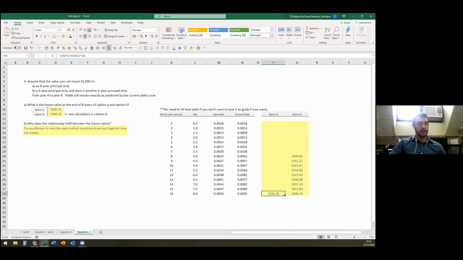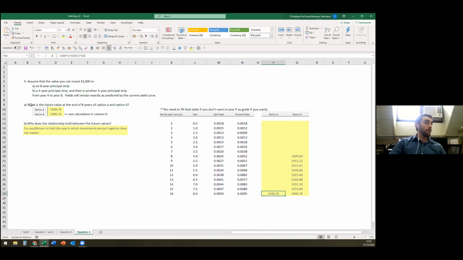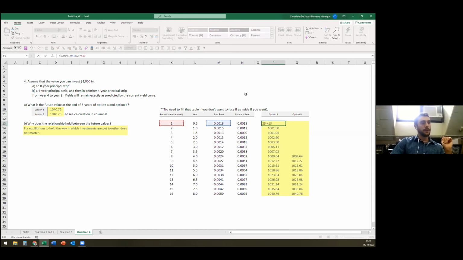Okay, so to do that, you have here the spot rates and the forward rate. You could have calculated that again, but you already did on question 1, so you could just reference it as we did here. Okay, and we asked you what was the future value of those 2 options at the end of year 8. Okay, so for option A, you could have filled it all the way. I did it as well.